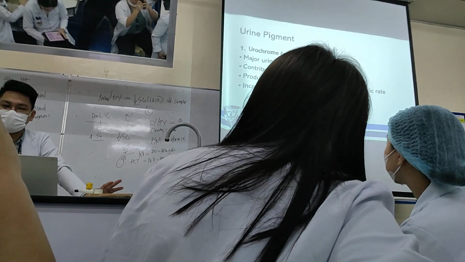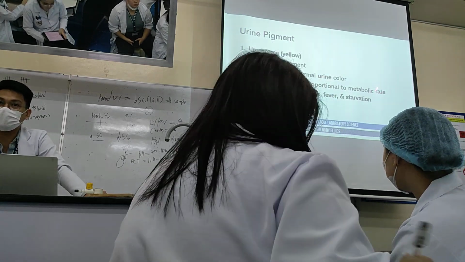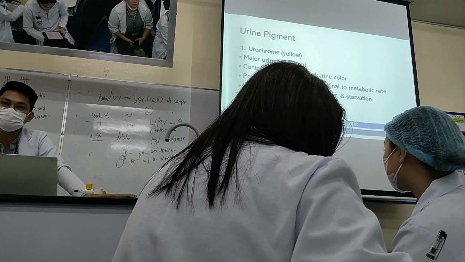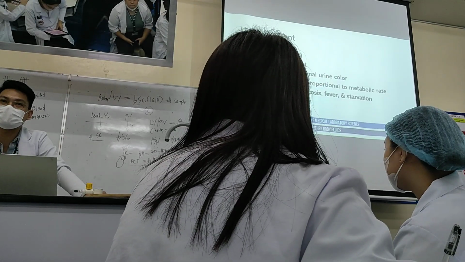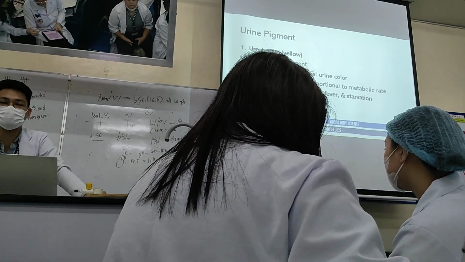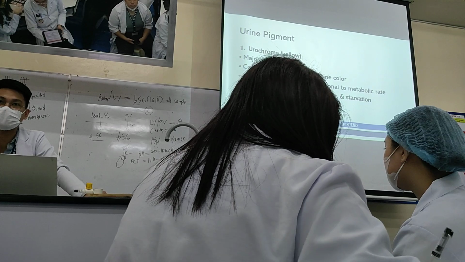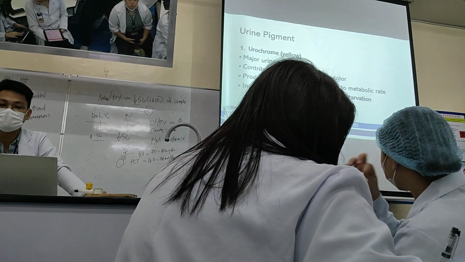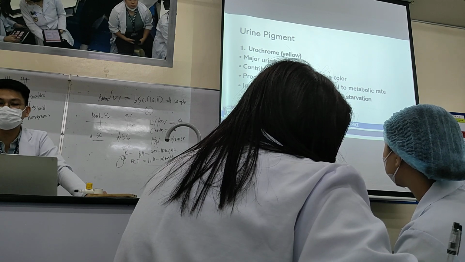What's the main reason, class, if urochrome increases? Starvation. Because what will happen when you starve? Let's just say you're fasting. Since there is no more glucose for your body to consume, what will your body metabolize? Fats, or your ketones, or lipids. Because, class, urochrome is a product of lipid metabolism. That's why if you starve, your urochrome increases in your urine sample.